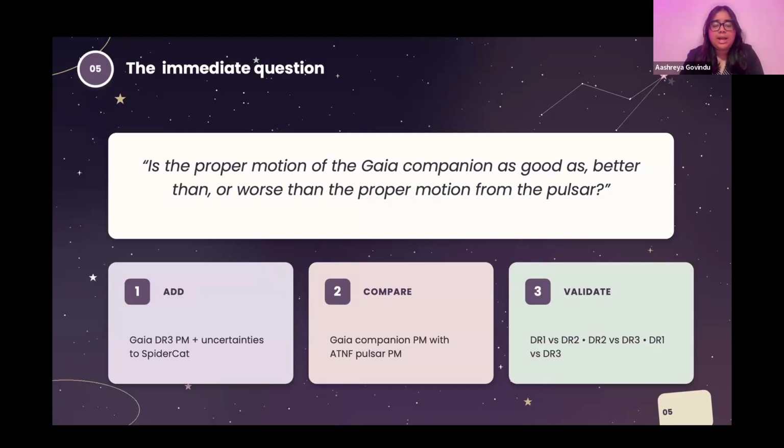Then I compared Gaia with ATNF, so I also got the RA, right ascension, and declination data from there, and I was able to do that comparison. And I also wanted to compare across the different releases from Gaia itself because it had DR1, DR2, and DR3. And so I wanted to make sure there was correlation there as well.